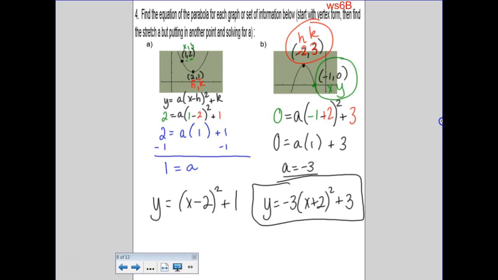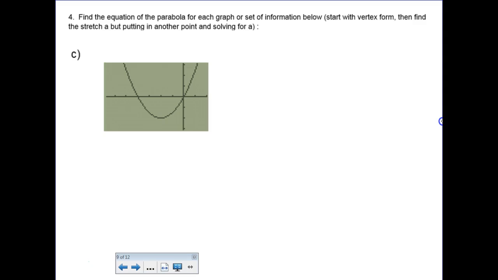Alright, let's go ahead and get C done. So I'm going to tell you that you have a vertex right here at negative 2, negative 2. And then the random point I'm going to tell you is that it definitely goes through this ordered pair right here, 0, 0. So the vertex is H and K. I suggest you label it so. The ordered pair is X and Y.